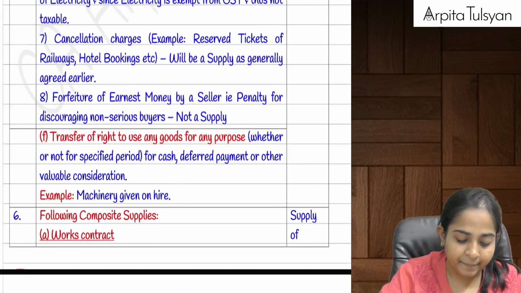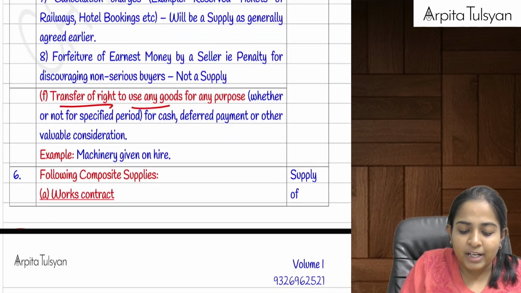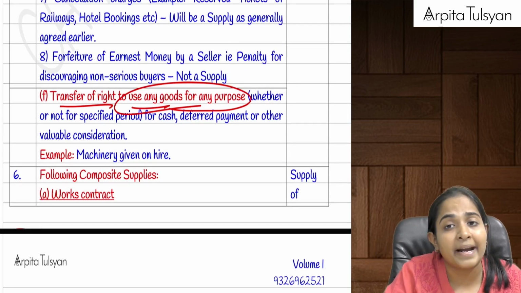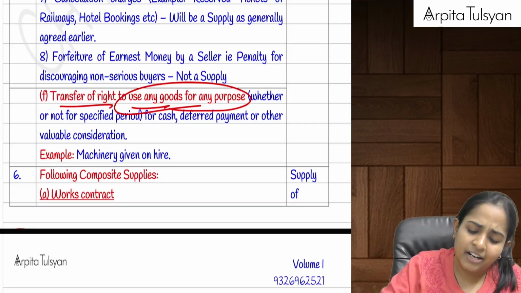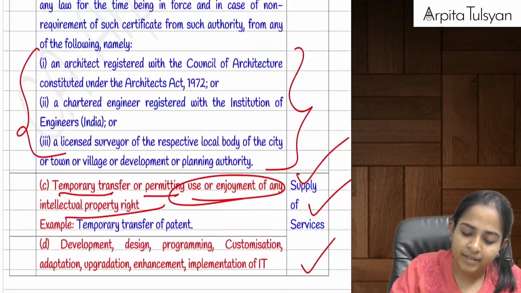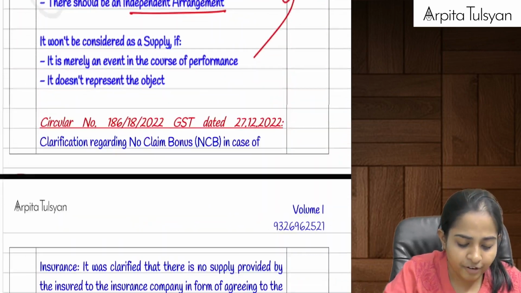Then next one: transfer of right to use any goods. Example, I have given my plant and machinery on hire to someone. Again, it will be considered as supply of service. This column is common. Can you see this? Yes, it is considered as supply of services.